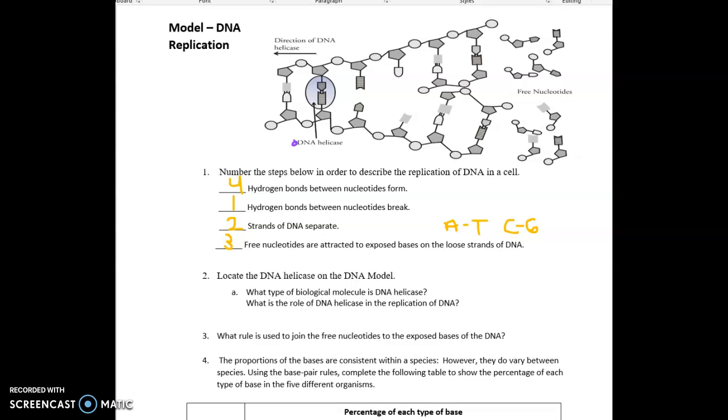And what type of biological molecule is a DNA helicase? Well, it ends with ACE. And if it ends with ACE, we know it is an enzyme.